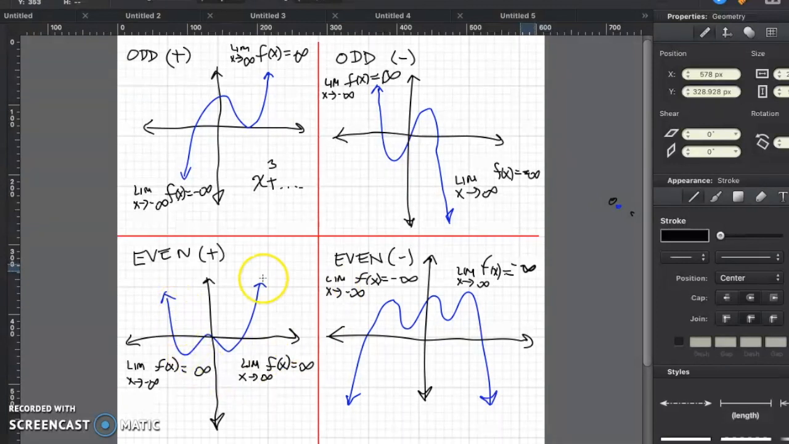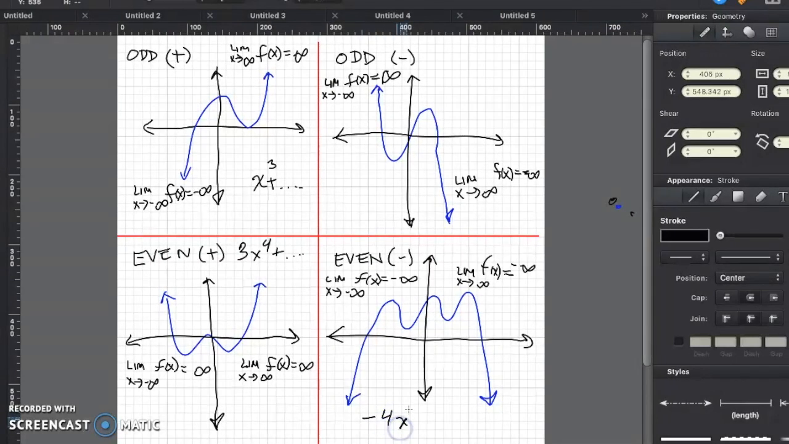So for an even degree, this is something like 3x to the fourth power, plus dot dot dot. And this one's going to be even, but it's going to be negative. So this one's going to be like a negative 4x to the sixth power, say. This is a negative leading coefficient, but the power is even. So that's what I mean when I say positive or negative: the leading coefficient is negative, and the degree is even or odd.